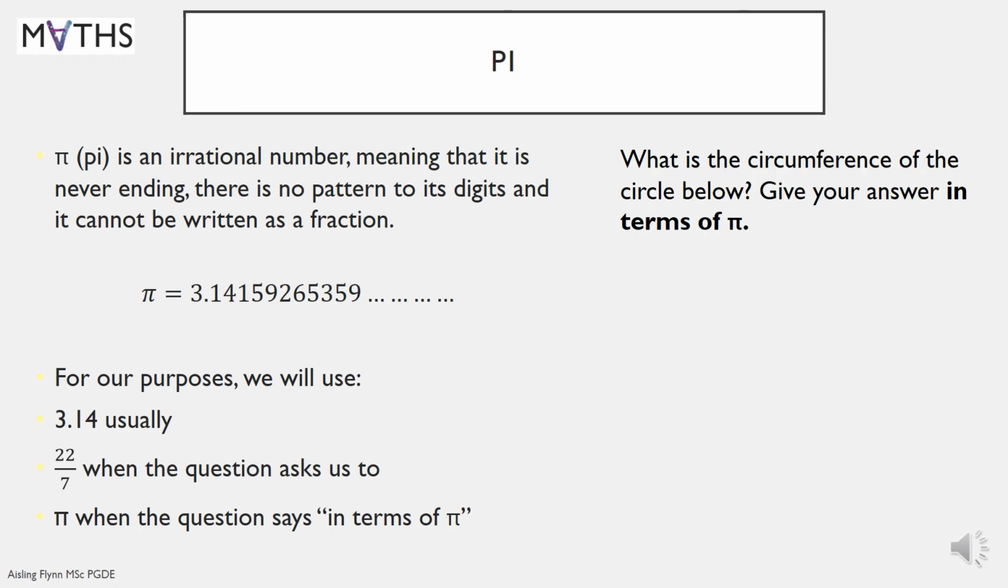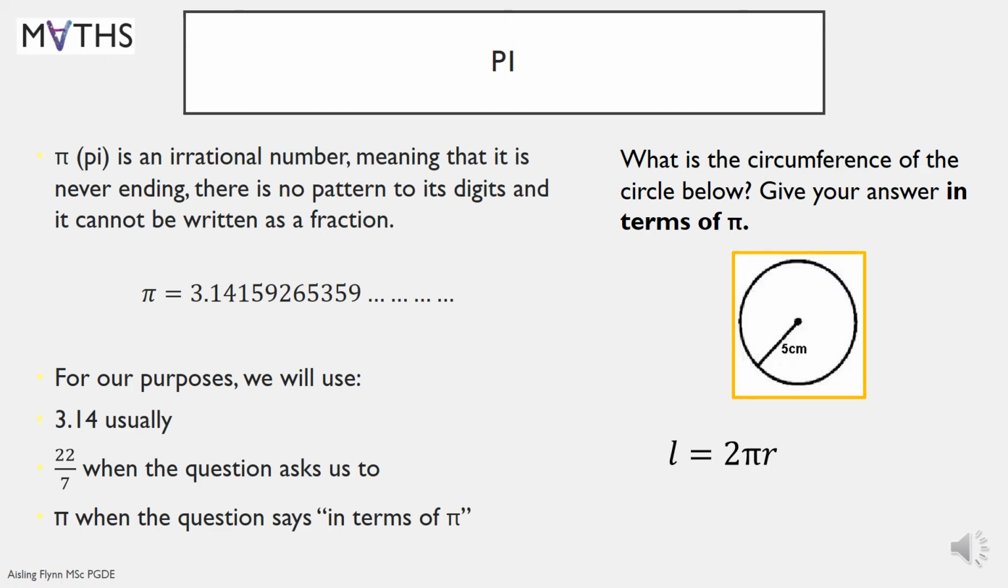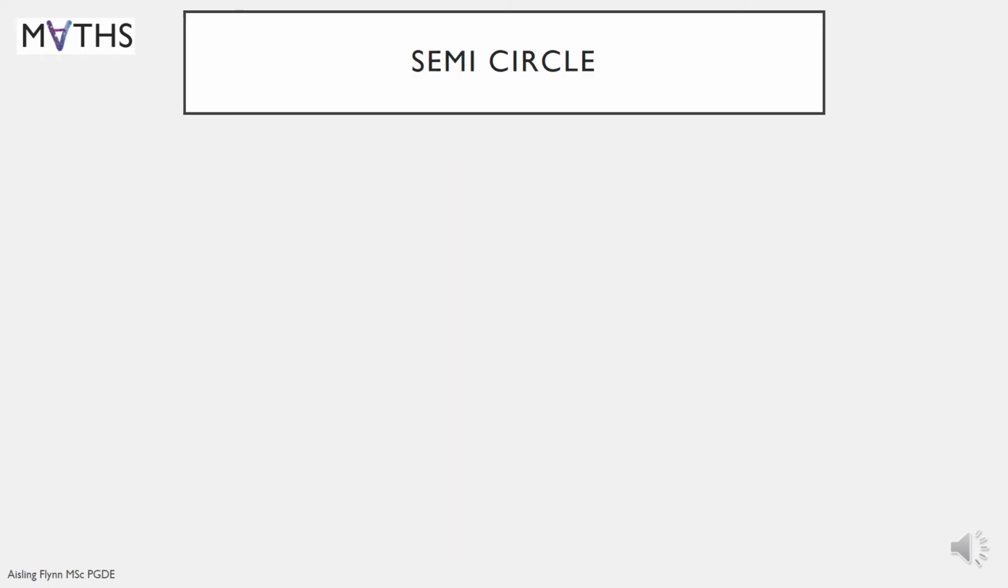Here's an example of that. What is the circumference of the circle below? Give your answer in terms of pi, so it's specified. So it's the same circle from the previous slide. We have the same formula, C equals 2 pi r. But this time we don't change pi, we leave it there. And our radius is 5. So my answer is 10 pi, and it's measured in centimeters. Okay, so when it says in terms of pi, pi appears in your answer.